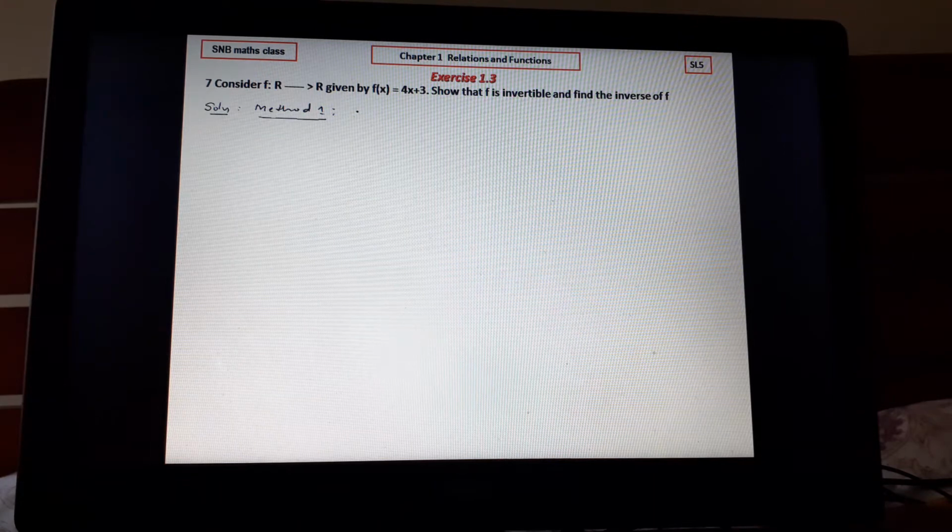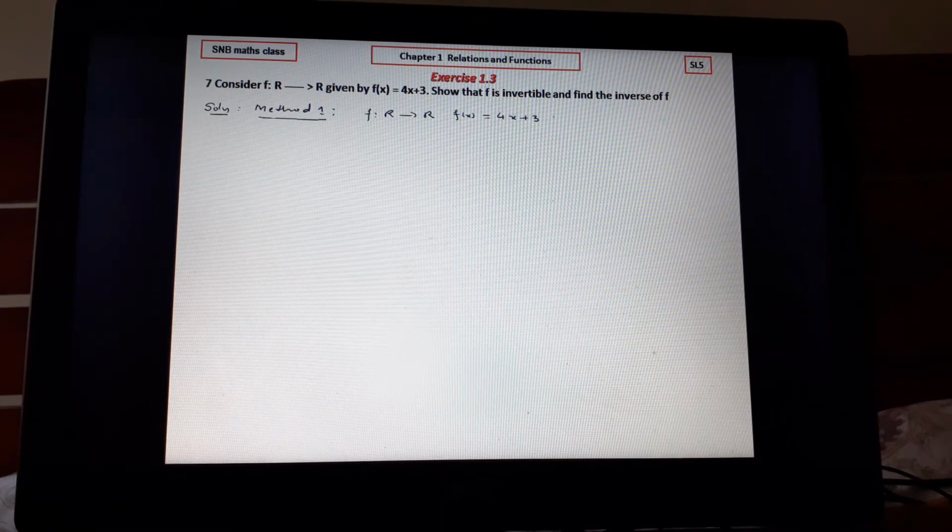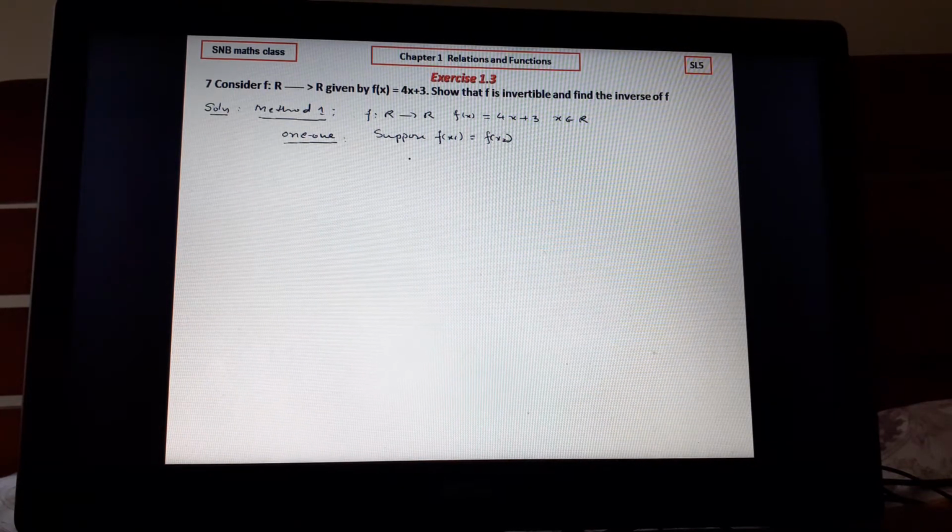Method 1: we have f is a function from R to R defined by f of x equal to 4x plus 3, x belonging to R. So this is given. Now we have to show that it is 1-1. So let us prove 1-1. What is the method? Suppose f of x1 equal to f of x2. So this implies 4x1 plus 3 equal to 4x2 plus 3.